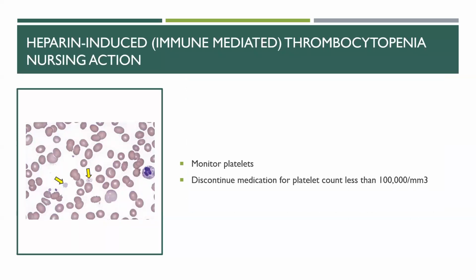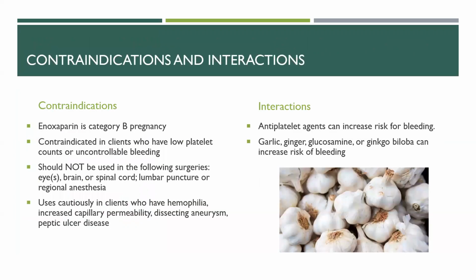So for heparin-induced thrombocytopenia, you want to monitor your platelets and discontinue the medication if the platelet count is less than 100,000. Some contraindications and interactions: enoxaparin is pregnancy category B. It's contraindicated in clients with low platelets, and a lot of these are very similar to heparin. Once again, our interactions are the same. Antiplatelet, we're looking at garlic, ginger, and ginkgo.